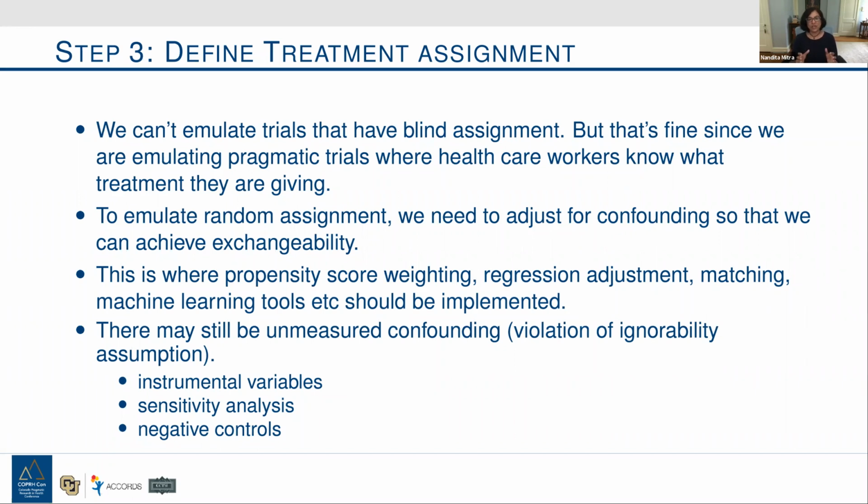In other words, we want the treated subjects and the control trial subjects to look the same, so they're exchangeable. And this is where propensity score weighting or regression adjustment or matching or other machine learning tools could be implemented. And there, of course, could be unmeasured confounding that you need to deal with, again, to emulate random assignment. So you may want to think about instrumental variables, using maybe negative controls or sensitivity analyses, but different ways to think about confounding.